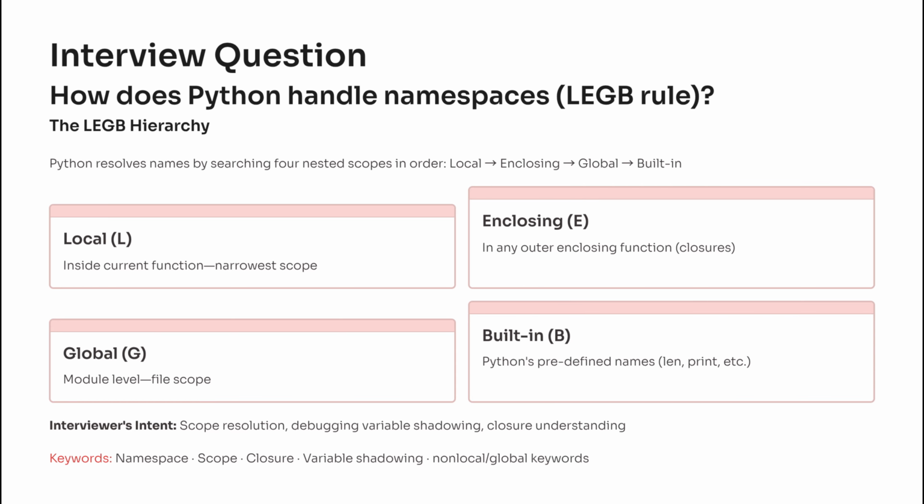Think of it like a search ladder. Python starts from the narrowest box, your local function, then moves outward through enclosing and global, and finally looks into the built-in scope if it still hasn't found what it's looking for. The moment it finds the name, it stops searching. And that's the key idea behind Python's scope resolution, the LEGB rule.